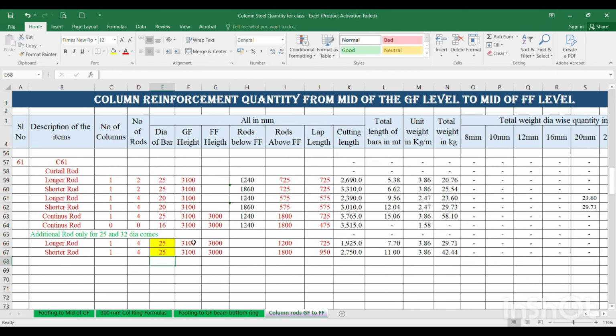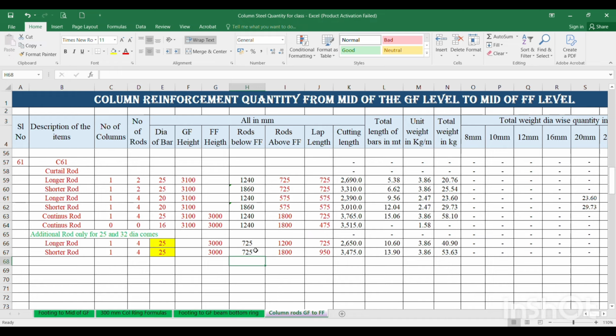Ground floor height is not required for this, because these rods are not coming below the ground floor. Only one LD will come here, below ground level. That's why no ground floor height is required. Then the first floor height is required, because this rod goes above the first floor level. For the rod below the first floor level, how much is required? Only the LD of this 25 mm dia. What is the LD of this 25 mm dia? It is 725. Only this 725 mm will come down from the first floor level to inside the column.